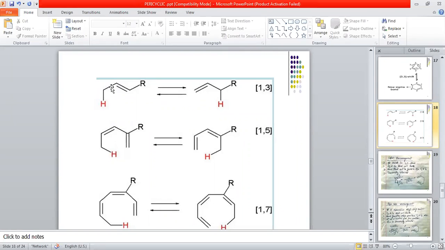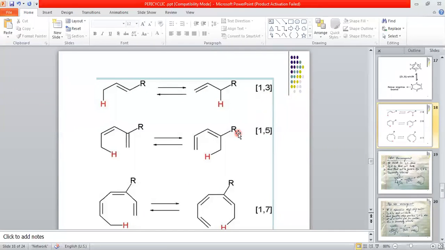Here you can see in the 1,3, what will happen? Because R is any other alkyl group, you will start numbering: 1, 2, 3. At the third carbon atom a hydrogen is attached. Because we have to show 1,3, the hydrogen will move to carbon number 1. You can see in the final product that this hydrogen has shifted to carbon number 1. So this is called 1,3.